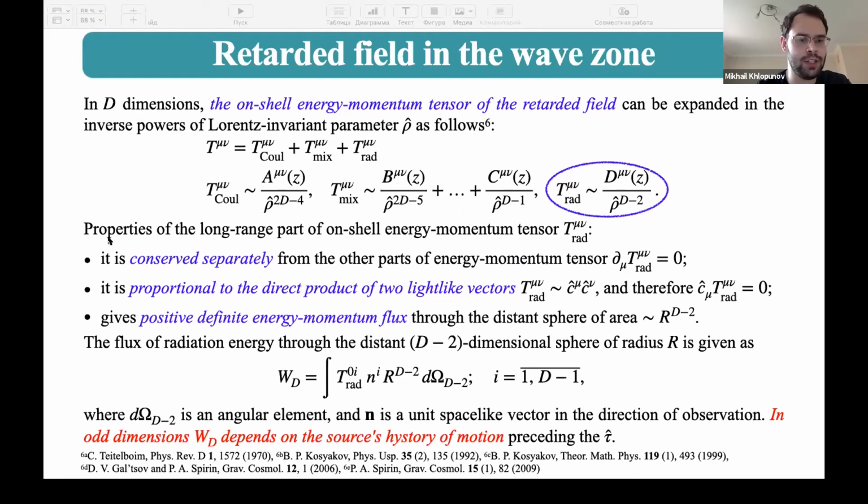Indeed, this part of the energy momentum tensor is conserved separately from the other parts of the energy momentum tensor. It is proportional to the direct product of two light-like vectors, which corresponds to the propagation of this part of the energy momentum of the field in space exactly with the speed of light. And also this part of the energy momentum tensor gives a positive definite energy momentum flux for the distant sphere. Given all these properties, we can define the flux of radiation energy through the distant sphere in the standard manner by the integration of the long-range part of the energy momentum tensor over the distant sphere. However, in the odd-dimensional case, this radiation power depends not only on the state of the source at the retarded moment of time, but on the entire history of the source motion preceding the retarded moment of time.